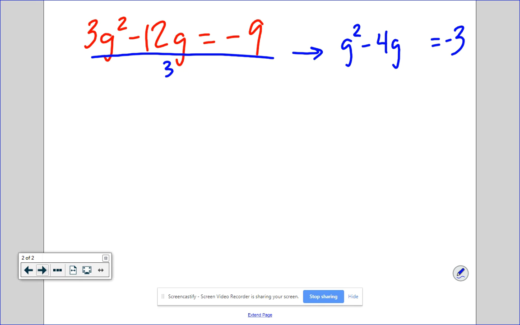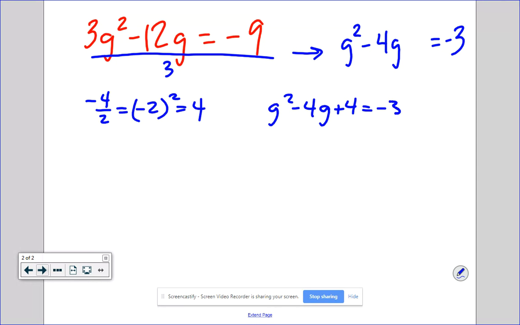So what's my next step? The B thing. B over 2 and find my new B over 2 squared is 4. So I add that to both sides now. G squared minus 4g plus 4 equals negative 3 plus 4. It's just b over 2 and squared. That's what this is. Then I add it to both sides.